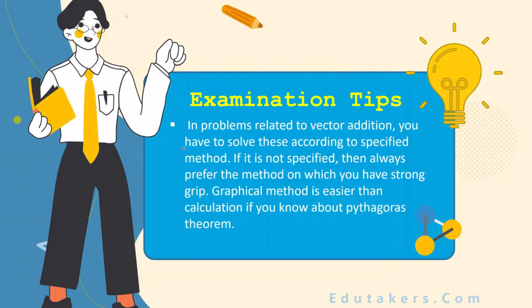Here are exam tips. In problems related to vector addition, you have to solve them according to the specified method. If it is not specified in the question, then always prefer the method on which you have a strong grip. The graphical method is easier than the calculation if you know the Pythagoras theorem. So it's up to you which method you want to adopt, but always prefer the method on which you have a strong grip, because it would be easier for you to solve the question this way.